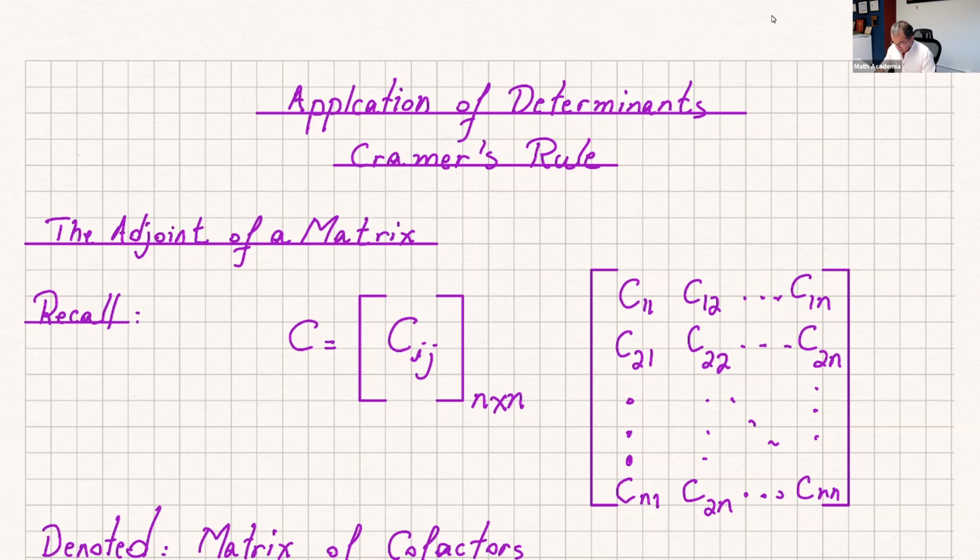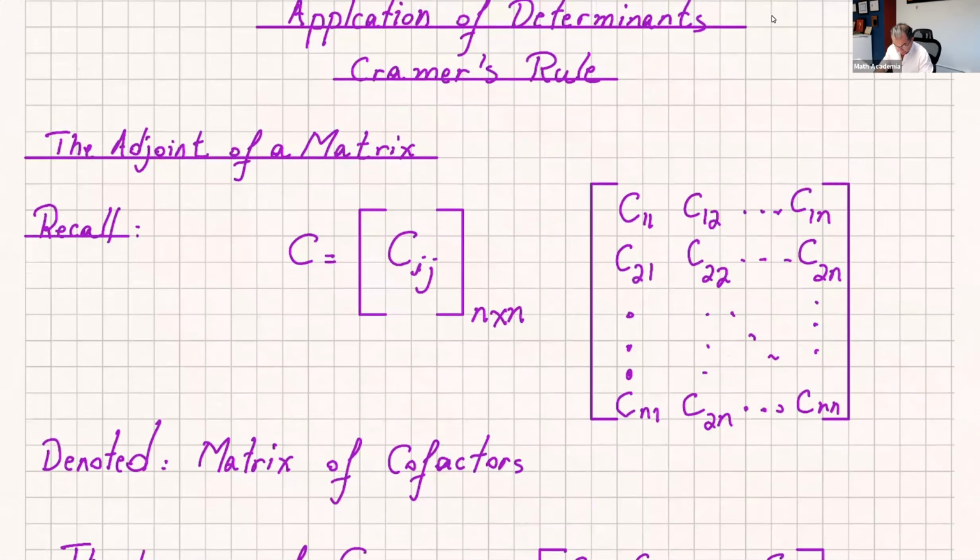In this lecture I want to go over the application of determinants and Cramer's rule. So let's start. First thing you need to know is what is the adjoint of a matrix.